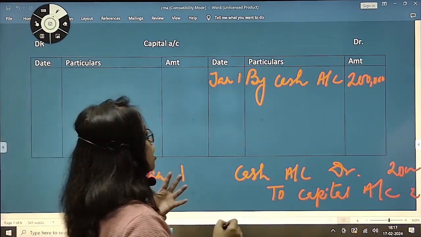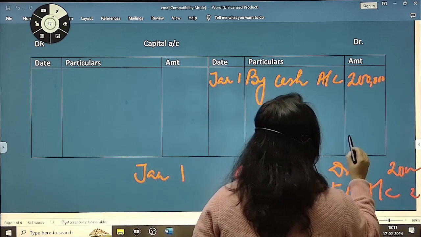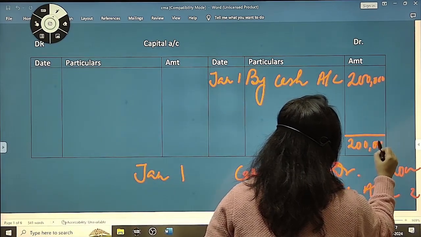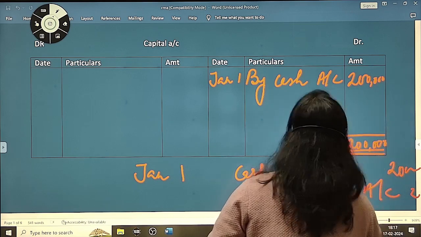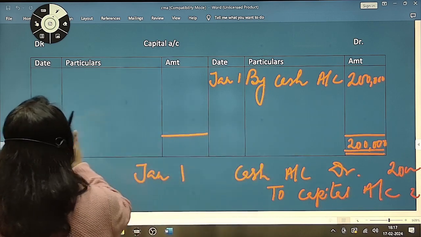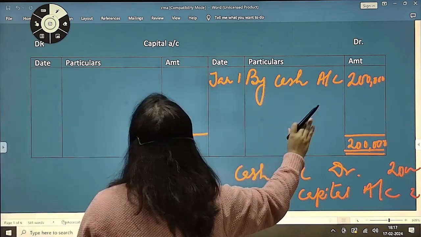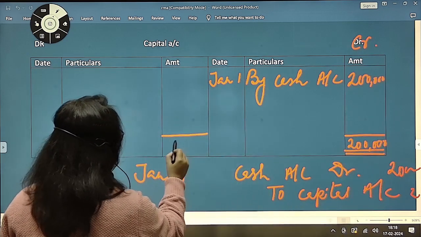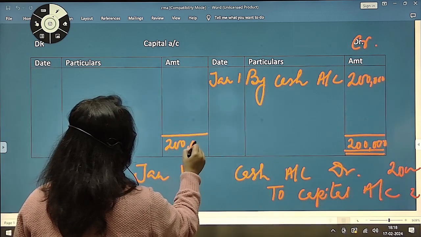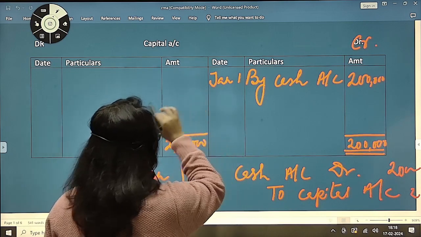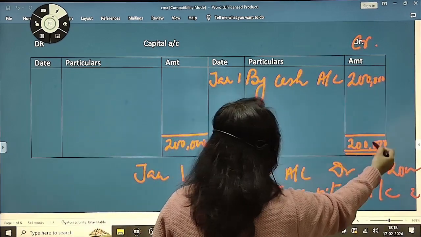So how can we balance this? This side it is 2 lakh, and this side also we will balance. We will balance both sides. This is the debit side and this is your credit side. So here also we will write 2 lakh rupees, because on this side there is nothing, there is 0. So we are balancing this way.